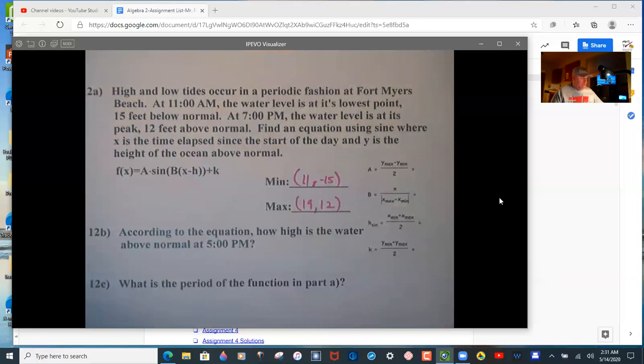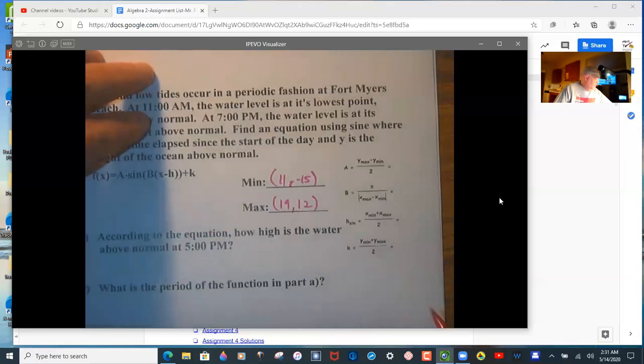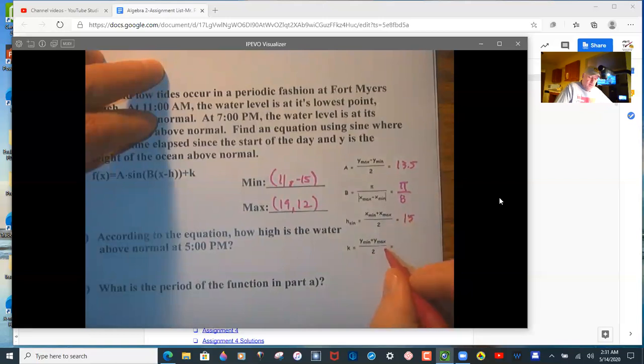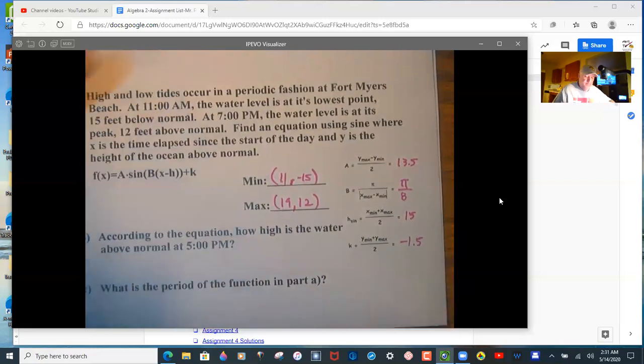Calculate A, B, C, and D. So when you do this, this will give you 13.5. So 27 over 2. When you do B, you're going to get pi over 19 minus 11, which is 8. And then here, you're going to have 30 over 2, which is 15. And then here, you're going to have negative 3 over 2, which is negative 1.5.